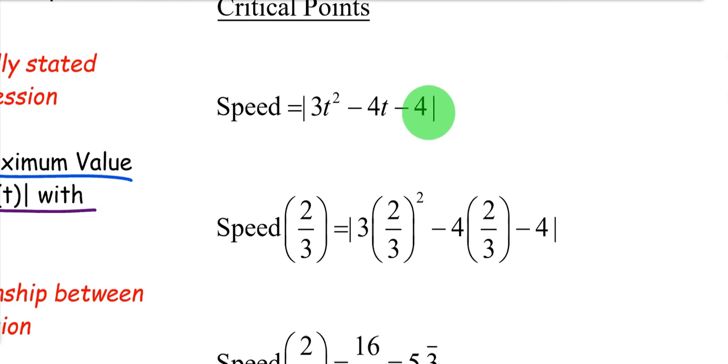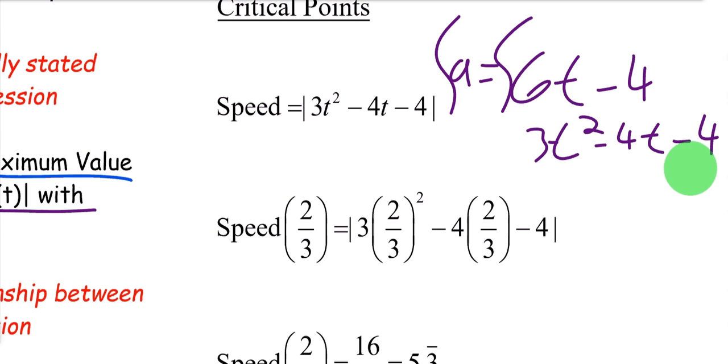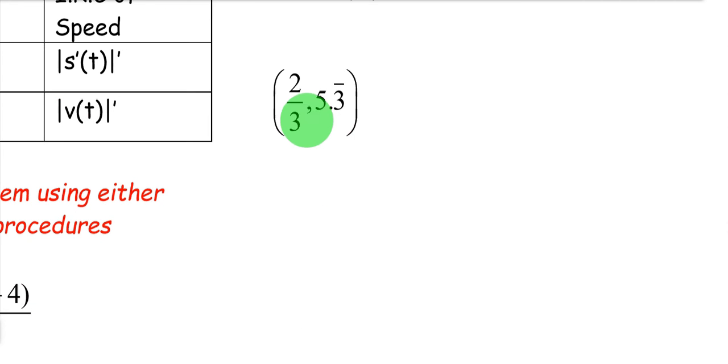So again, here's our speed equation. It's the absolute value of the velocity equation, which, just to reiterate the way we got that, in case some of you might be confused, is if you integrate the acceleration equation, you get 3t squared minus 4t plus c, but your initial velocity is minus 4, so your c value is negative 4. So if we plug in that first critical value, which we found by taking the derivative of speed, which we call acceleration vector, if we plug in 2/3, we get 5.3 repeating. So that's its speed at 2/3. So that's one critical point.